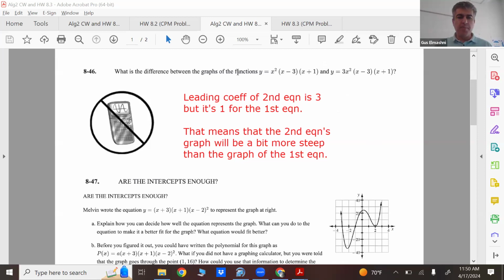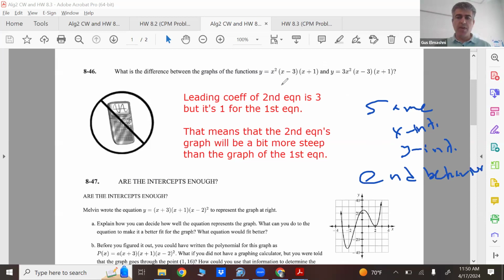Because they do have the same x-intercepts, same y-intercept also, and same end behavior. The end behavior is the arrows. Because your degree here is 3 for both. No, 4. So arrows look like that. Okay.